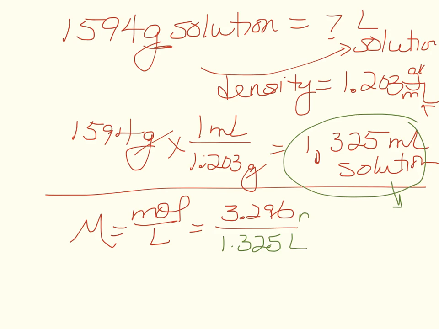1.325 liters. This is moles. So plug that back in to the calculator. And let's see, 3.296 divided by 1.325, 2.49 molar. Yay, I got it right. Okay, and so what was the molality? The molality, little m, that was originally given to us was 3.296.